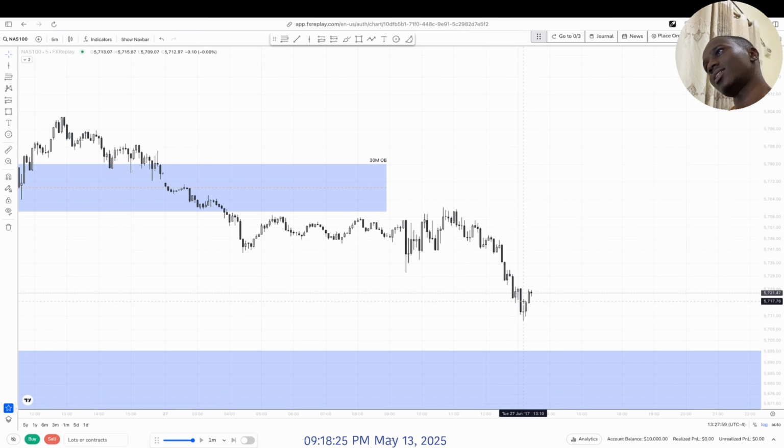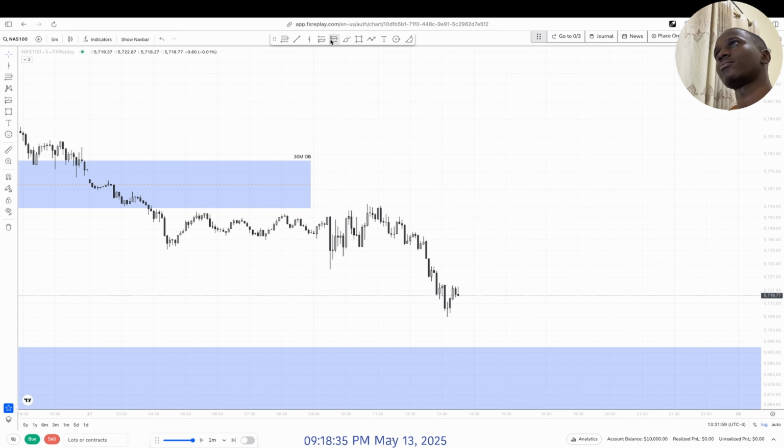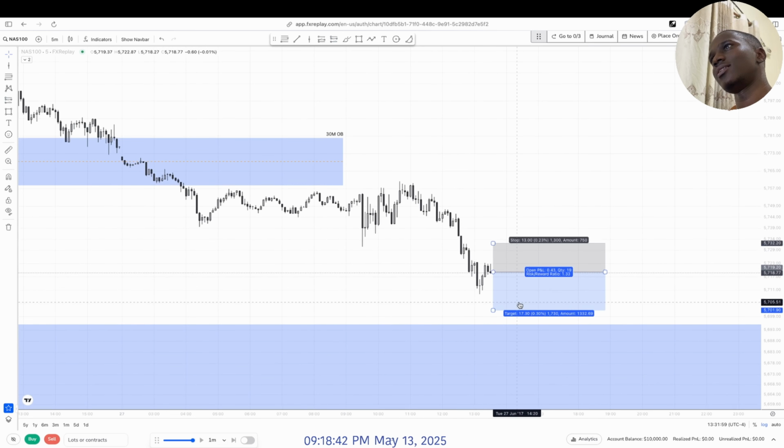Anyways, you can see another fair value gap in here get tested. Let's see how this goes. So we can sell this one. Another day, another trade. Very easy one.